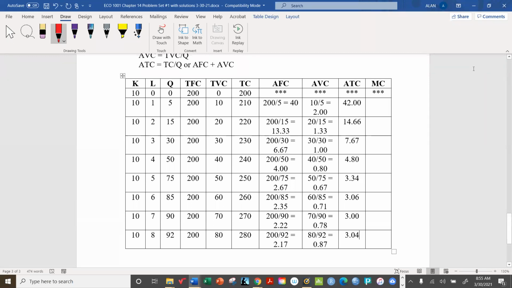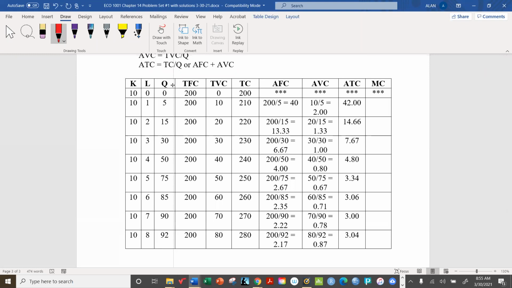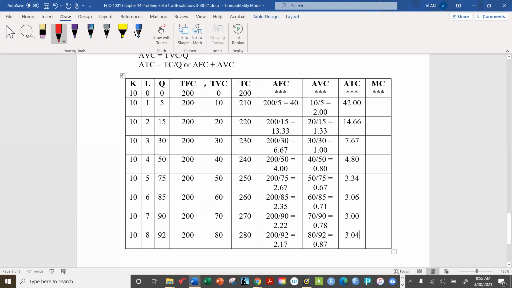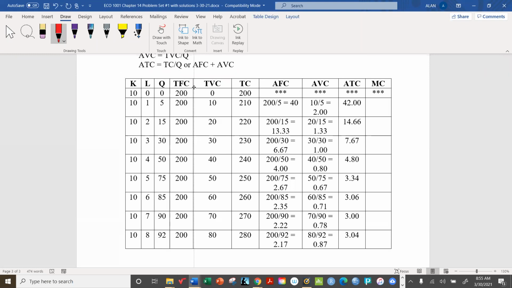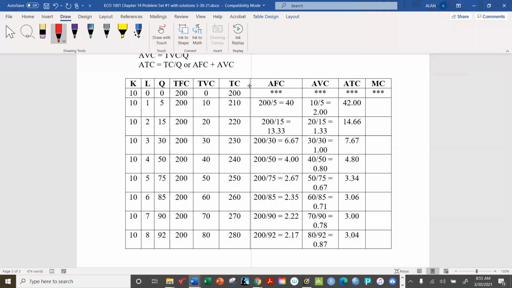Now the marginal costs are going to be exceptionally tricky this time. Let's see if I've got room here. And that's because, remember before when we were doing marginal costs, that was actually marginal product. We were always dividing by the same denominator. That won't be true here. So let's see what I can do.